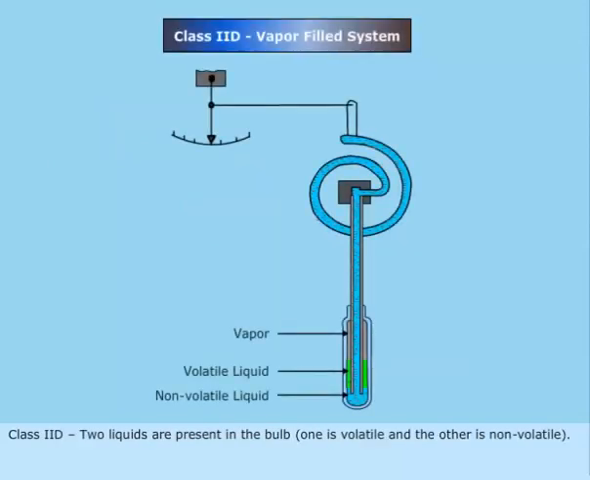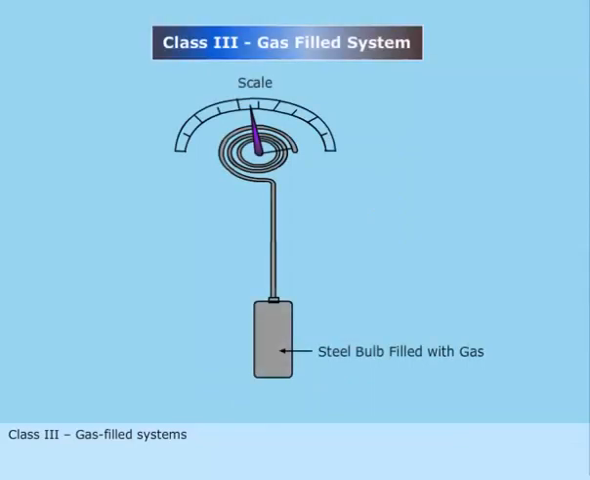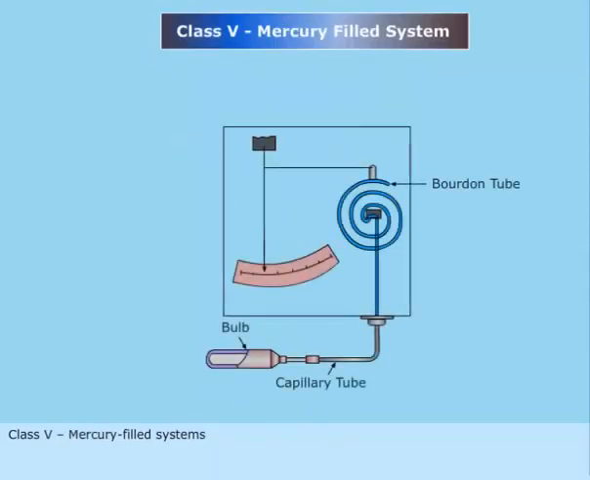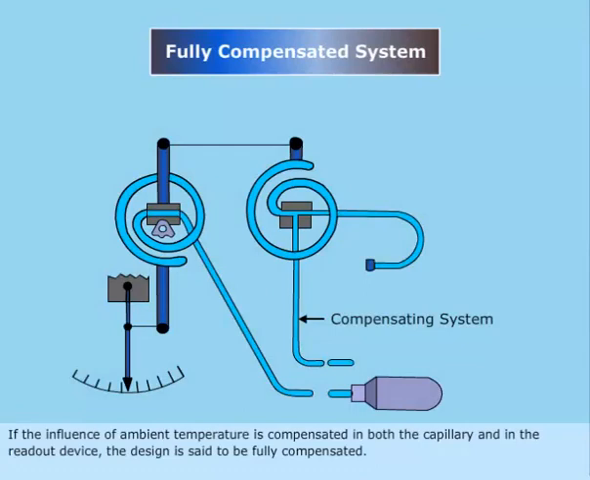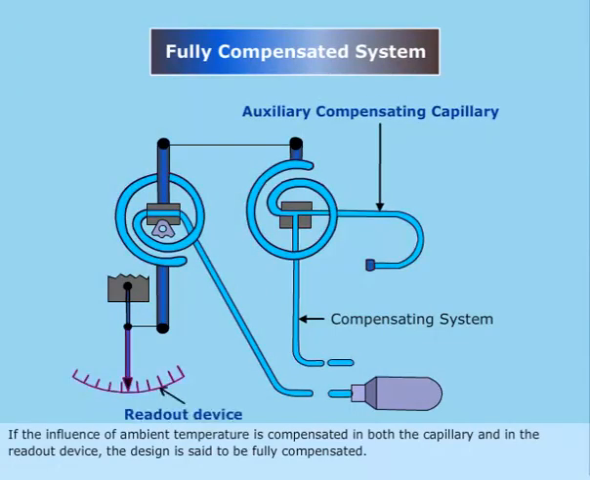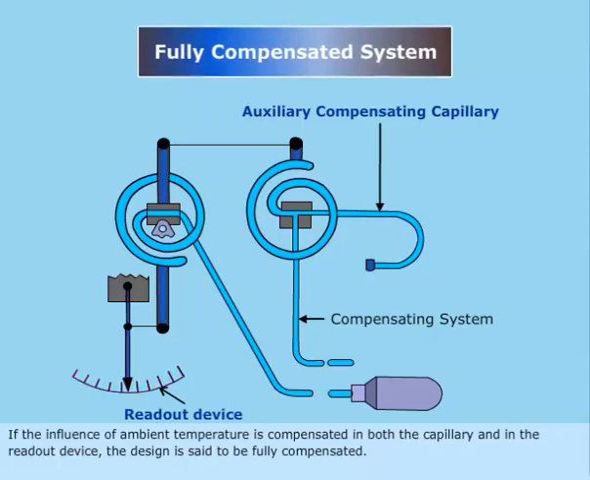Class 2D. Two liquids are present in the bulb. One is volatile and the other is non-volatile. Class 3. Gas-filled systems. Class 5. Mercury-filled systems. If the influence of ambient temperature is compensated in both the capillary and in the readout device, the design is said to be fully compensated.